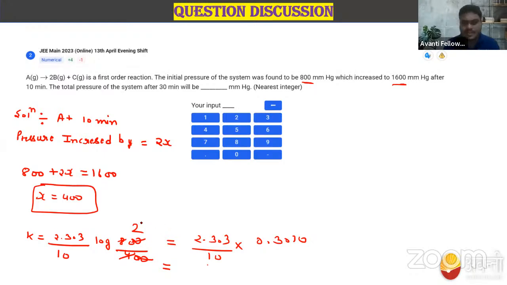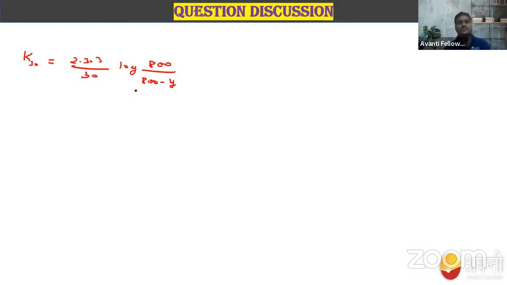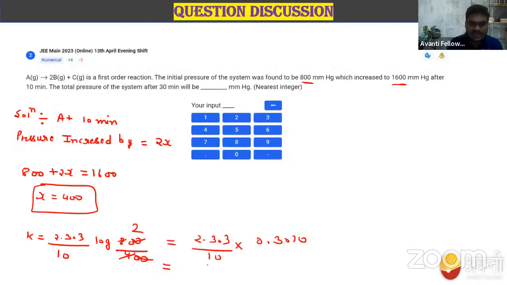Now on the similar basis, if I say calculate after 30 minutes. So this is after 30 minutes. So this is equal to 2.303 upon 30. And this is log 800 initial pressure minus, okay, 800 minus y. So how will you solve this question as well? So we can solve this question because we get the two values. Rate constant can be found for the 10 minutes and the 30 minutes.